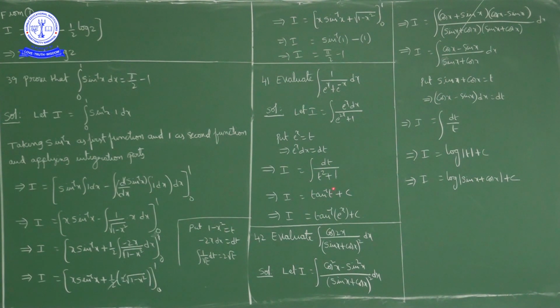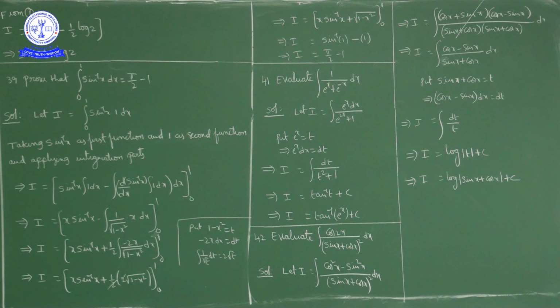Okay, what is t? t is e power x, no? So I is equal to tan inverse of e power x plus c. Okay. Next question. Question number 42. Evaluate integral cos 2x upon sin x plus cos x whole square dx.